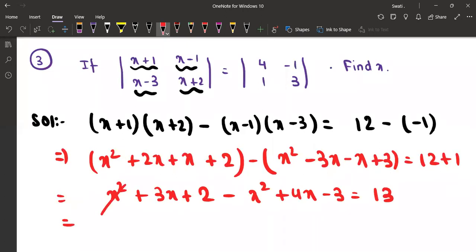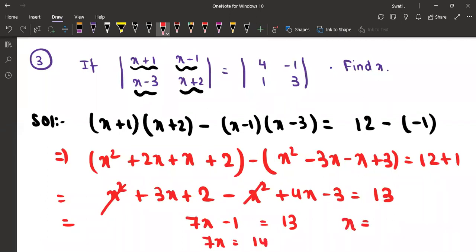Now clearly x square minus x square will get cancelled. 3x plus 4x is 7x. And 2 minus 3 is going to be minus 1 equals 13. So what is the value of 7x? The value of 7x is 13 plus 1, that is 14.